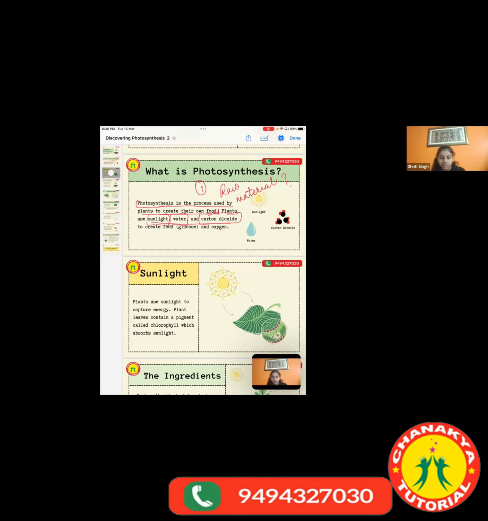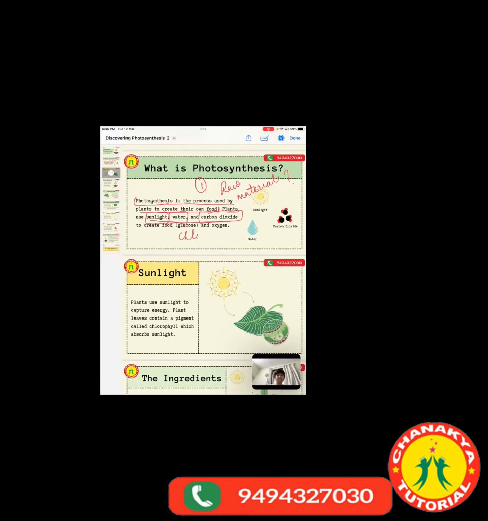Minerals. Apart from sunlight, water, carbon dioxide, one very, very important. Ma'am, water. No, water I have already told you, Aryan. Sunlight, water, carbon dioxide, green color. Ma'am, what is the green? Chlorophyll. Yeah, chlorophyll. So these are the four major raw materials required for photosynthesis: first is sunlight, second is water, third is carbon dioxide, and the fourth is chlorophyll. If they ask you to write four raw materials, these are the four.